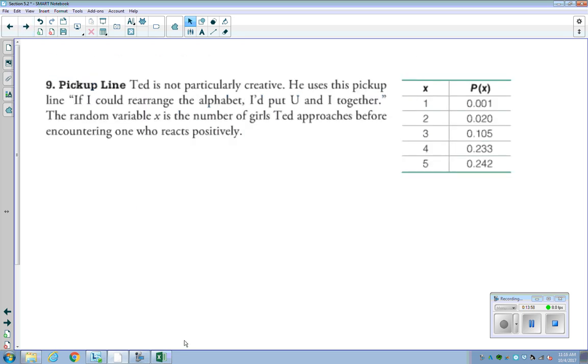So take a look at that one. I'll give you a second to think about it. Okay, so tell me what you're thinking. First, does it meet the first requirement? Is it a random variable? What is it we're measuring here? The number of girls that he has to approach. The number of girls. Can I count girls? So it will be a discrete random variable.